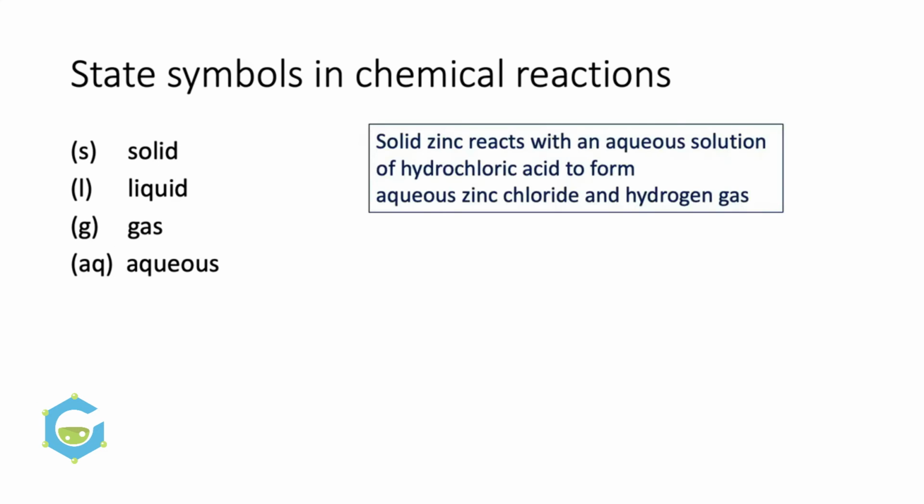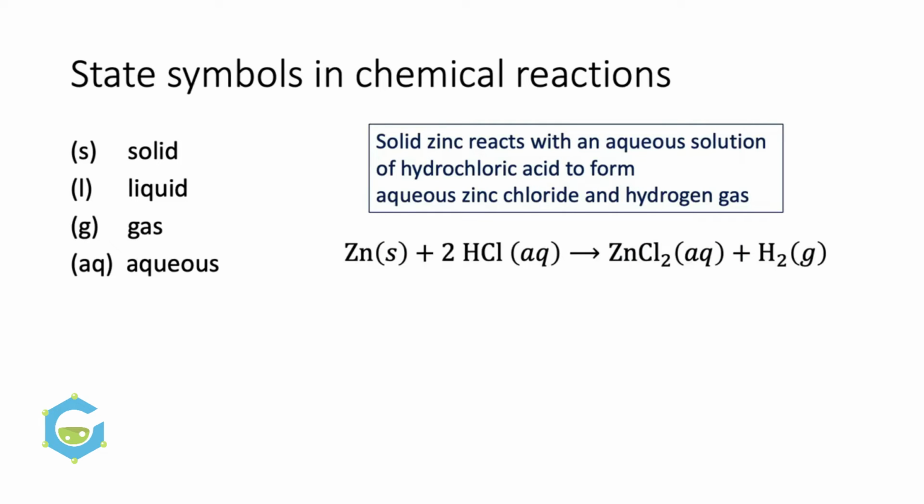So if you have a reaction where solid zinc reacts with an aqueous solution of hydrochloric acid to form aqueous zinc chloride and hydrogen gas, you're going to write it this way. So you can see here that we've got solid zinc, aqueous hydrochloric acid, aqueous zinc chloride, and gaseous hydrogen.